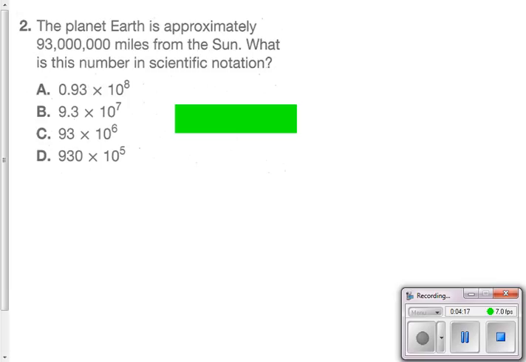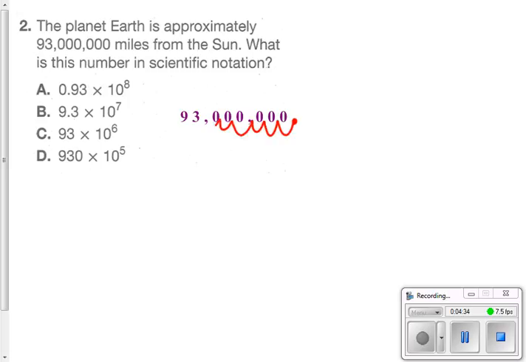Next, the planet Earth is approximately 93 million miles from the Sun. What is the number in scientific notation? First off, I'm going to write out my number in standard form and throw my decimal point in there. Then I need to figure out how many units I need to move. There's 2, 3, 4, 5, 6, 7. So I have 9.3 times 10 to the 7th. Remember, I have to get back to 93 million, so it's not negative 7, because 10 to the 7th is 10 times 10 times 10, 7 times. When you multiply that times 9.3, you'll get a big answer. So our answer here is B.